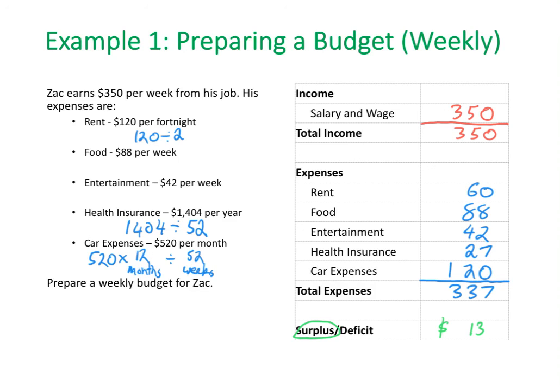So in his weekly budget, Zach has $13 spare that he can put in the bank and save for an unexpected future expense. So by following the 4 steps, we were able to prepare a weekly budget for Zach based on the information provided in the question.